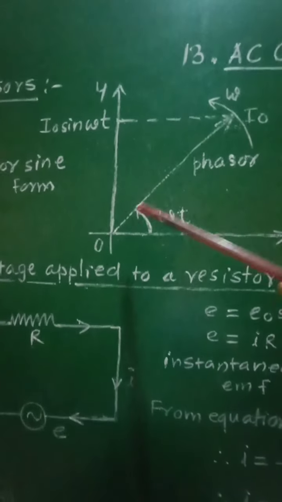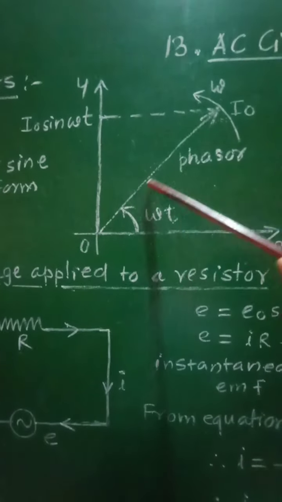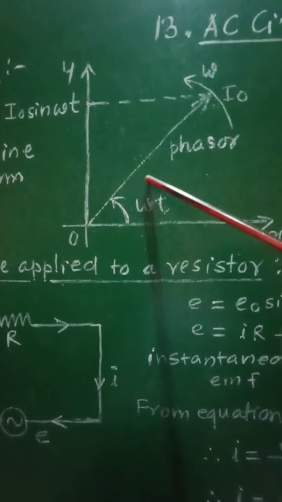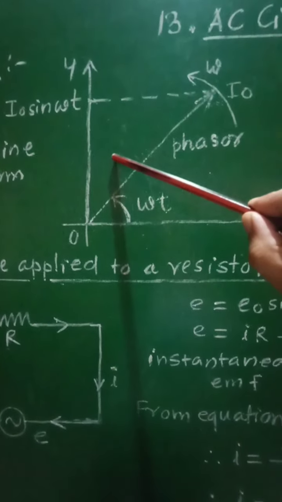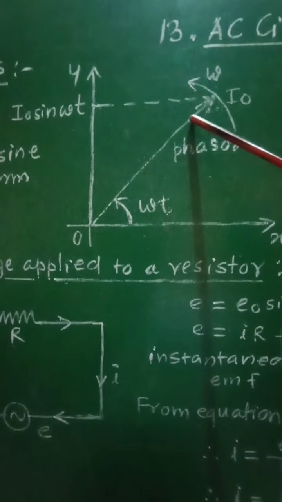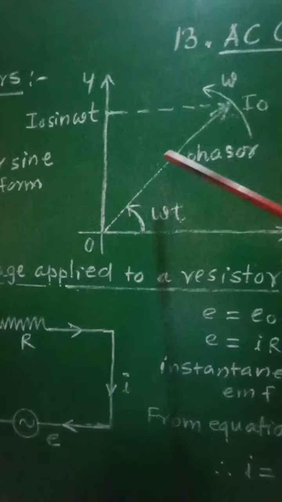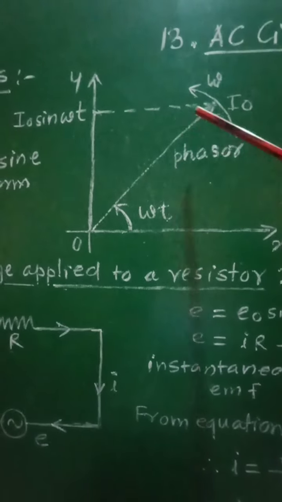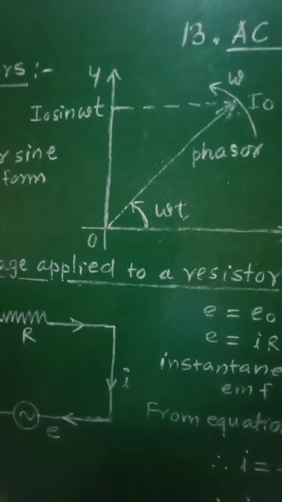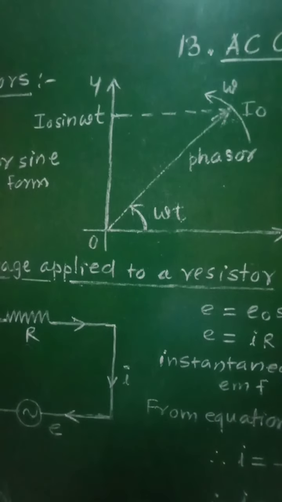So in this diagram, this vector drawn from O will now rotate from the x-axis towards the y-axis, and therefore this vector will represent a phasor. As that phasor is present here in the xy plane, that's why this diagram is called a phasor diagram.